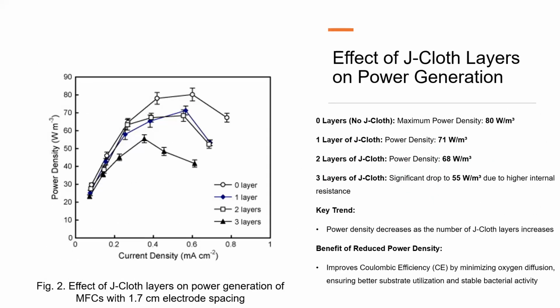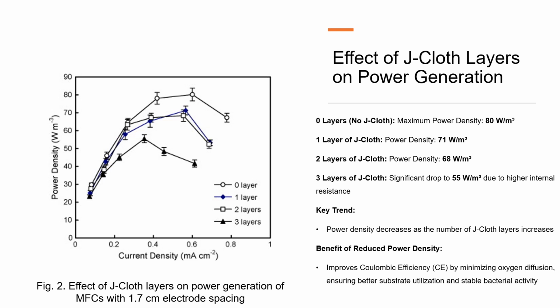Figure 2. This figure shows how power density varies with current density in microbial fuel cells using different layers of J-cloth. 0 layers, control without any J-cloth: the microbial fuel cell achieved the highest power density of 80 watts per cubic meter. This is because there was no additional internal resistance, but oxygen diffusion wasn't controlled.